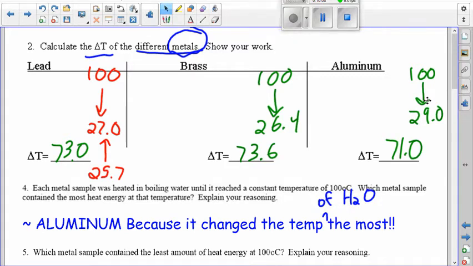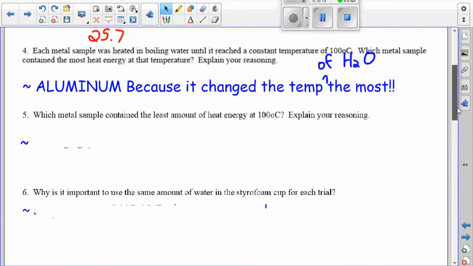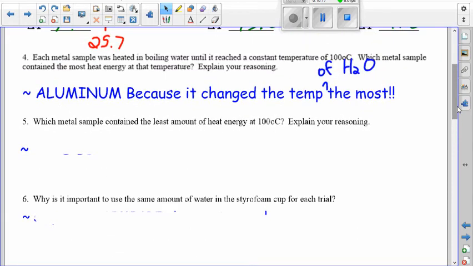So change the temperature of the H2O the most. Using that same reasoning, which of these samples contain the least amount of heat energy? Lead. Yes, ma'am. And why was that, Destiny? Because it changed the heat energy. It changed the least. Change what the least? The water.